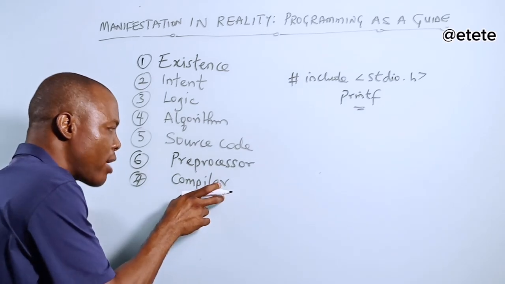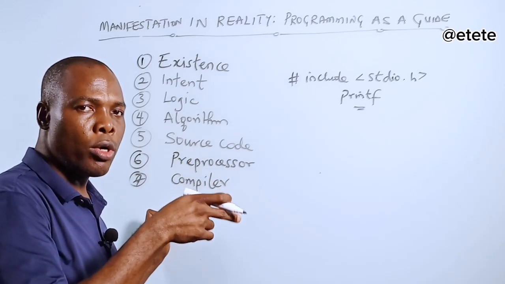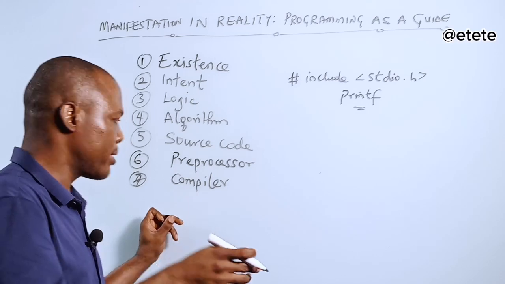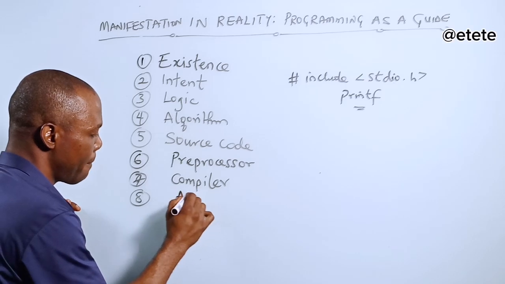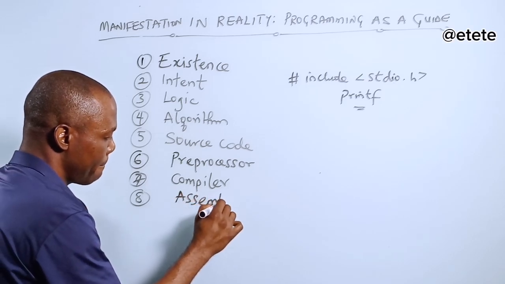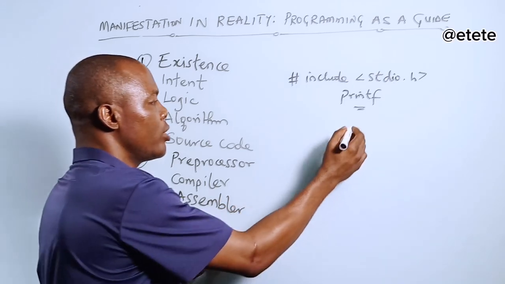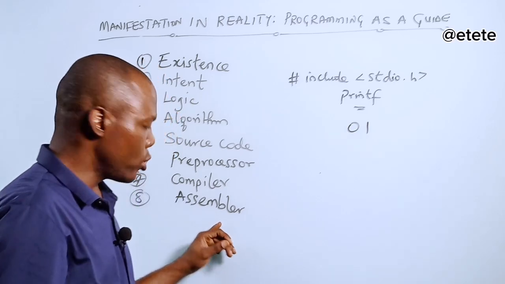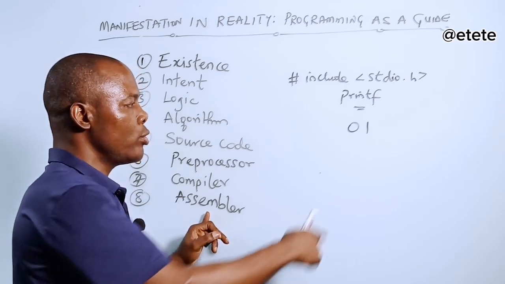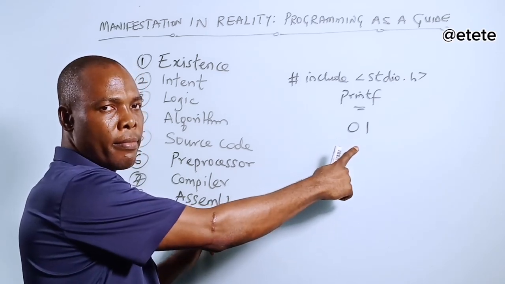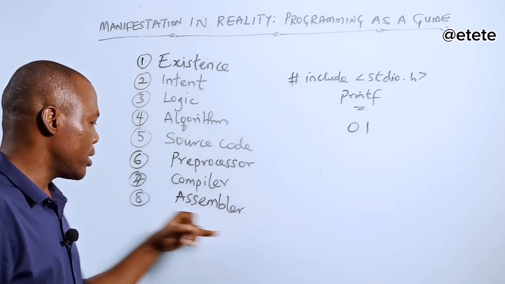Now this compiler converts the human readable format into what? A machine readable format. Then you have eight, which is what? The assembler. Now, what the CPU understands is 0 and 1. So the assembler is still going to convert that machine readable format into binary form that the CPU is going to understand. So that is what this assembler does.